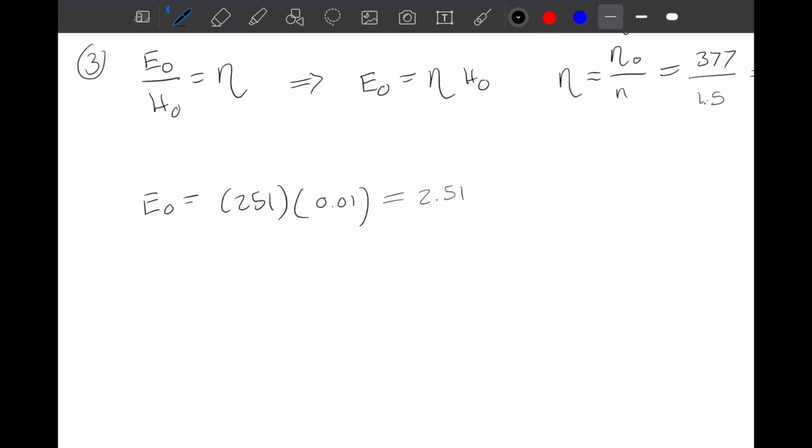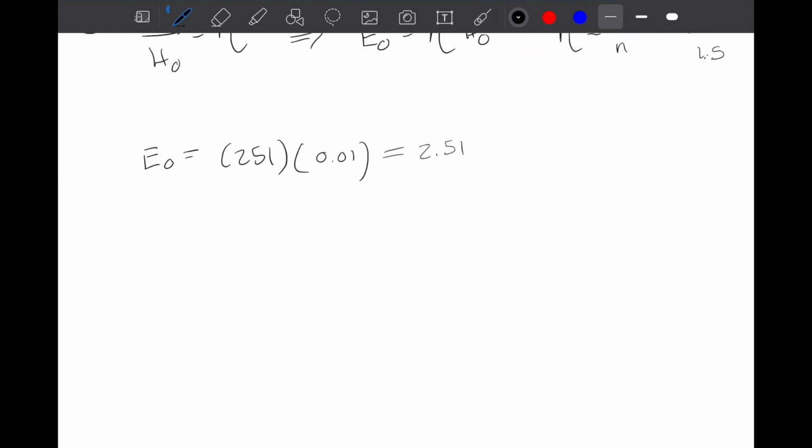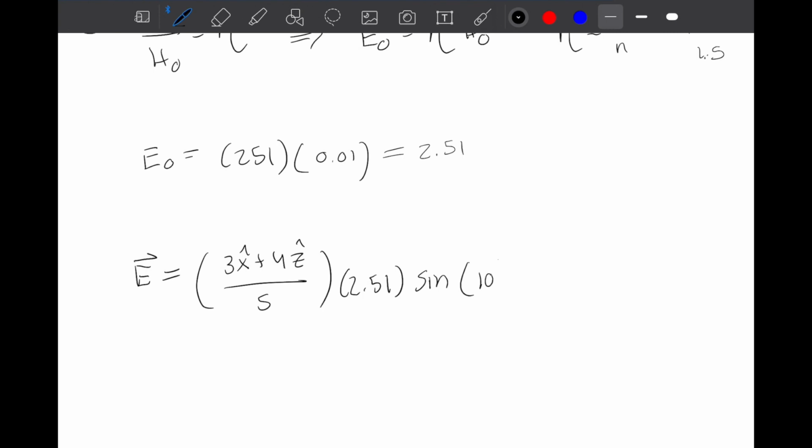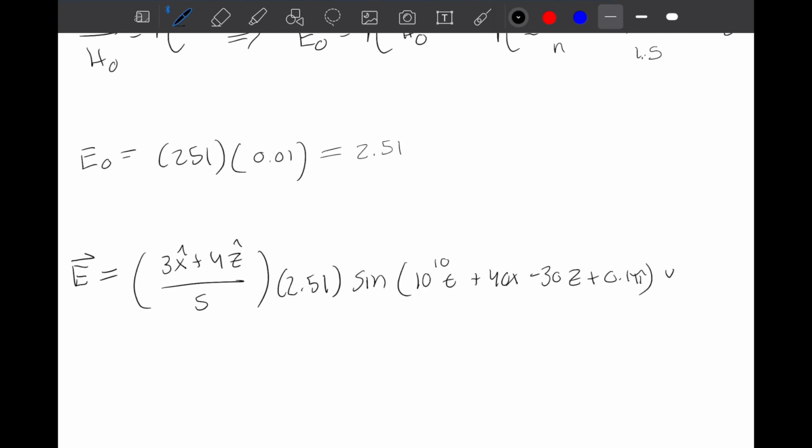Now that we have our direction, magnitude, and phase, we can write our final equation. Our electric field equals the direction, which we found to be 3x plus 4z over 5, times the magnitude, which was 2.51, times our phase, which was sine of 10 to the power of 10 t plus 40x minus 30z plus 0.1 pi. The units are volts per meter.